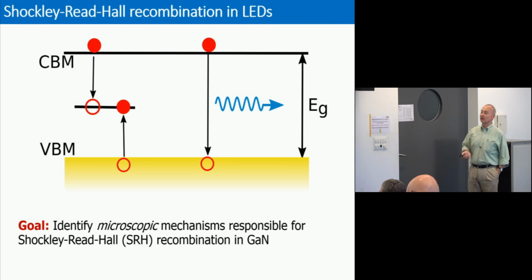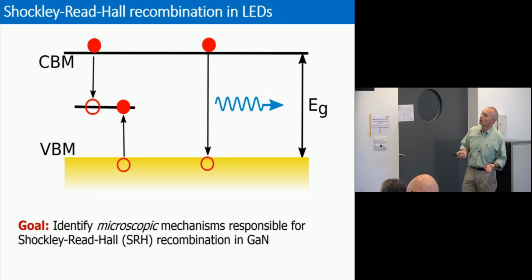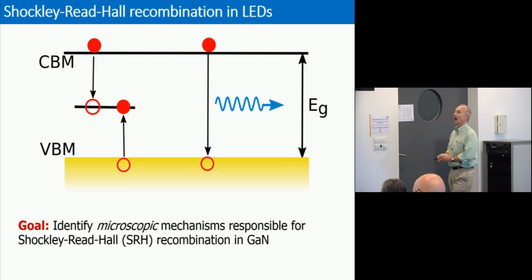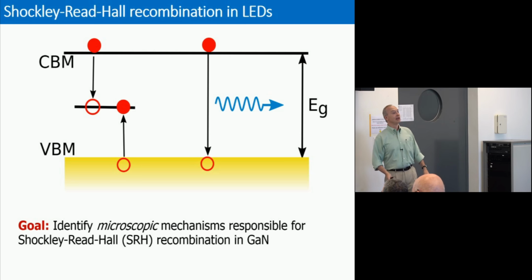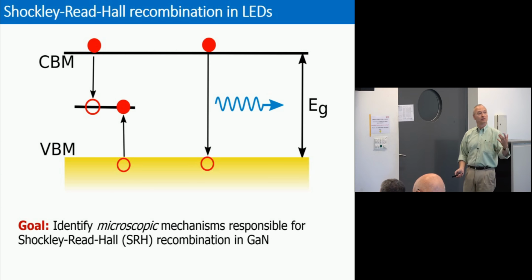So here's a semiconductor. I told you I want to talk about materials that are relevant for light emission. So how do we make a light emitting diode? Well, we inject electrons in the conduction band, holes in the valence band. We want the electrons and the holes to recombine by emitting a photon with an energy equal to the band gap. And that's radiative recombination that gives us the desired result for our light-emitting diode.